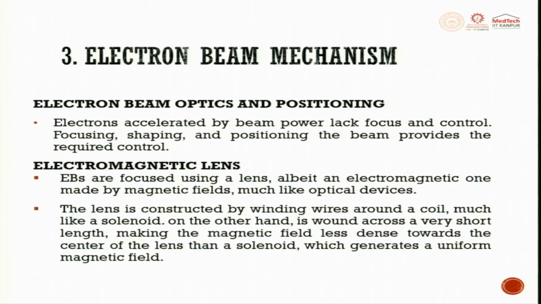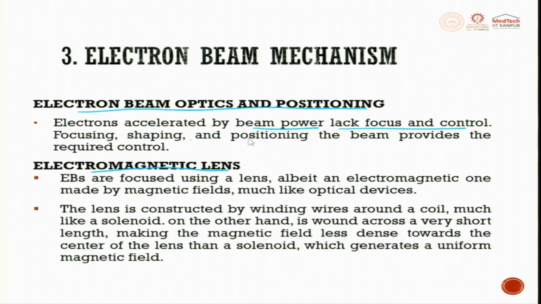After the electron is created from the gun, it moves. In the electron beam, optics and positioning is the next important thing we have to study, wherein we will study stigmatization and then the electromagnetic lens. The electrons accelerated by beam power lack focus and control. They just get accelerated by beam power but lack focus. This focus has to be done onto a spot, so for that we use electromagnetic lenses.